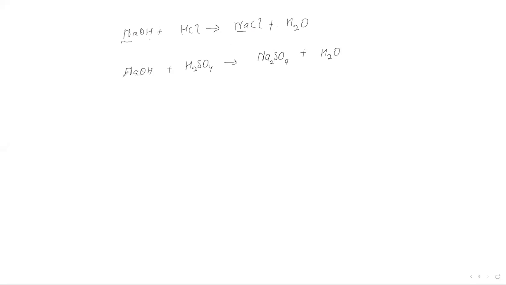Here we have Na, which is 1. I have 2 there. If I have to balance that, I must put a 2 here. Therefore, here 1 mole needs 1 mole. Here 2 moles need 1 mole to give us 1 mole and 2 moles of water molecules.